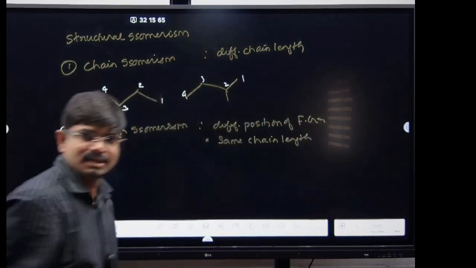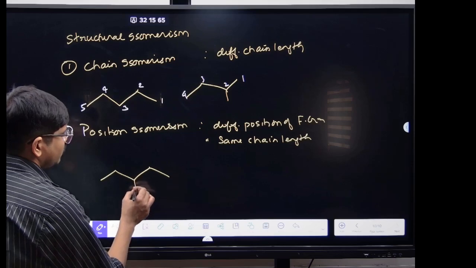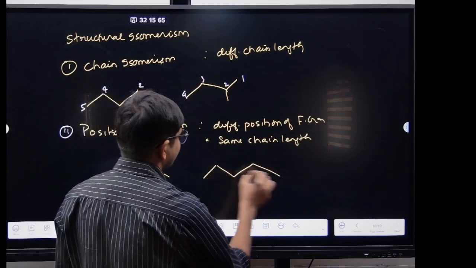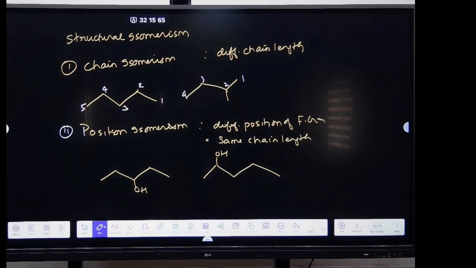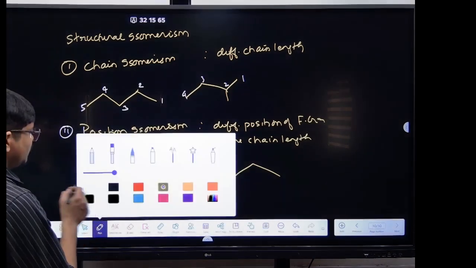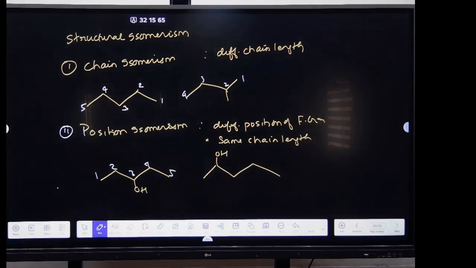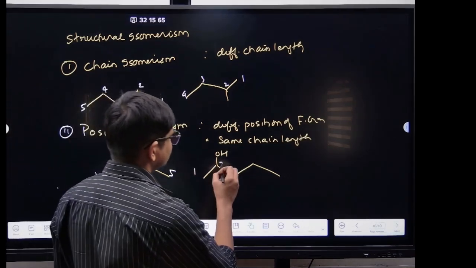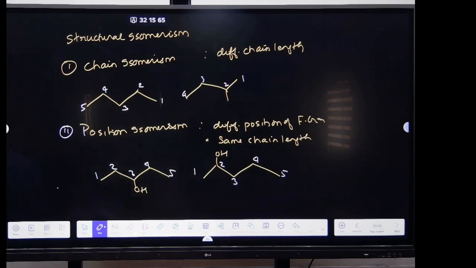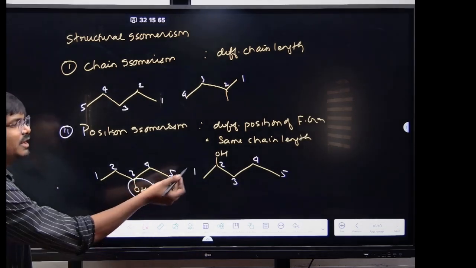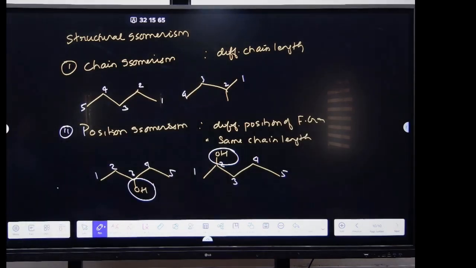For example, see here. Suppose you have this compound 1, 2, 3, 4, and 5. Suppose here OH is here, and here the OH looks like this one. What is the chain length for the first one? 5, right? The chain length is 1, 2, 3, 4, and 5. What is the chain in the second one? It is 1, 2, 3, 4, and 5, isn't it? What is the position here? What is the position here? 2, 1. So this falls under the category of position isomerism.